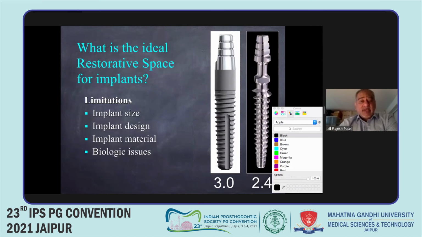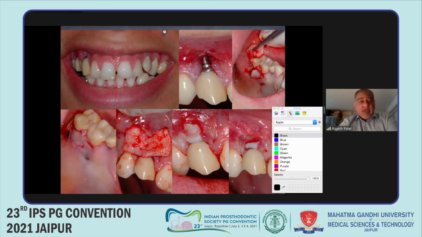So, implant size limitations, well, what is ideal? Well, we have 3mm implants, but only if the axis is correct, and there are 2.4 mini implants. I don't do implants for lower incisors anymore. I think they're quite too difficult. Their proximity to the adjacent roots is difficult as well.